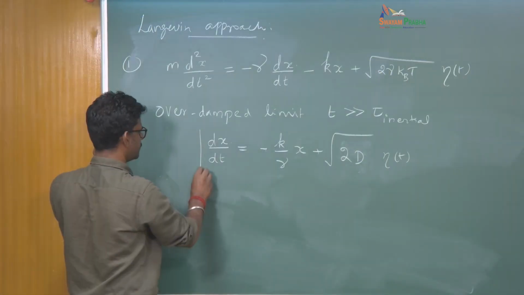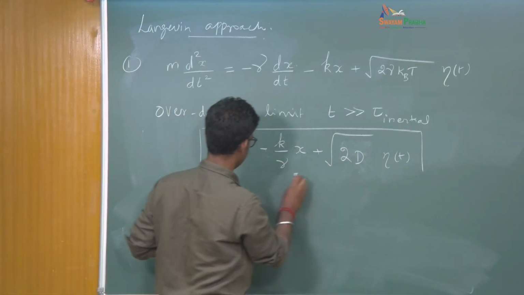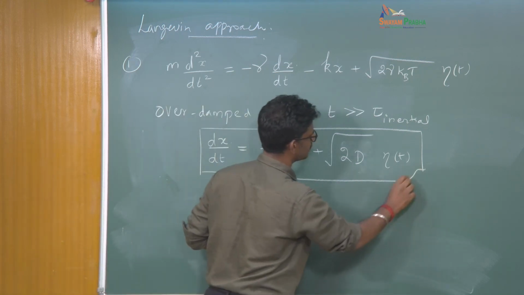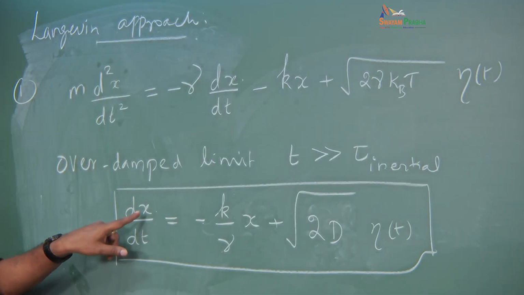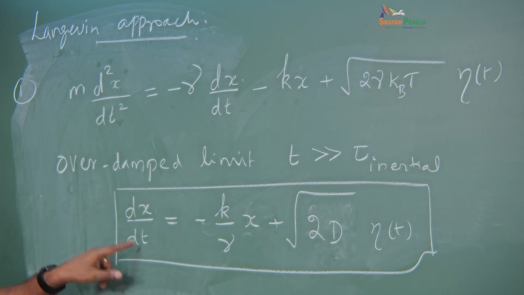Okay, so this expression basically tells you, if you solve this, you can find how the position of a harmonically bound Brownian particle will evolve in time.